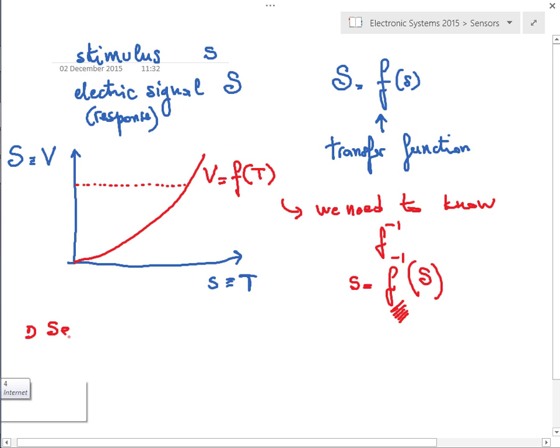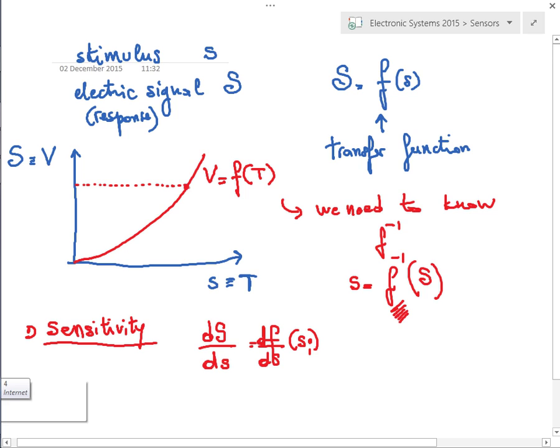Just to add some vocabulary, the sensitivity is a quantity that is strictly connected to the transfer function. By definition, the sensitivity is the derivative of the electric signal with respect to the stimulus. So it's the derivative of f for a given value of the stimulus.